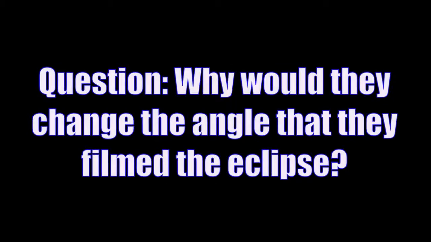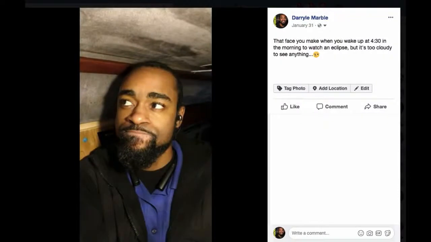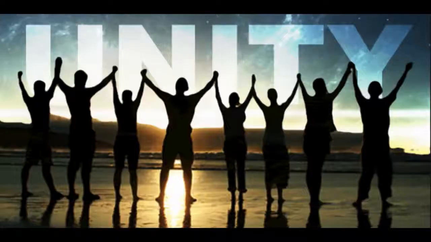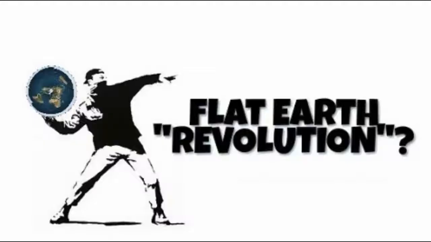Now, why would they change the angle that they filmed the eclipse? Were they trying to hide something? I personally woke up bright and early to catch the eclipse for myself at about 4:30 in the morning, yet the sky was too cloudy to catch a glimpse. Luckily, plenty of people in the flat earth community were out in full force to get videos and pictures of the eclipse. However, one video stood out to me when I saw it.